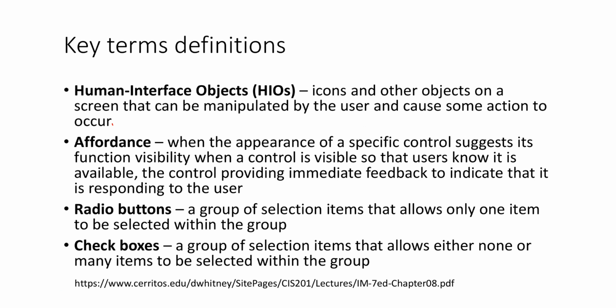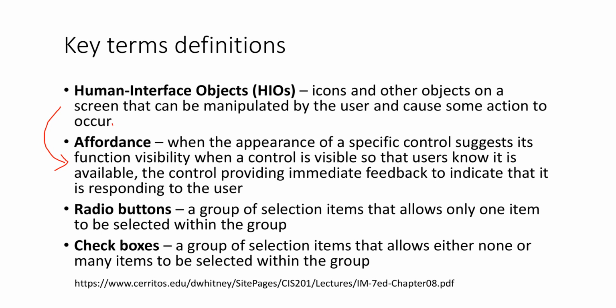The fourth thing is affordance. This is when the appearance of a specific control suggests its function. Visibility: when a control is visible, the user knows it is available. The control provides immediate feedback to indicate that it is responding to the user. So affordance means I see the icon and the icon changes as per the input given.